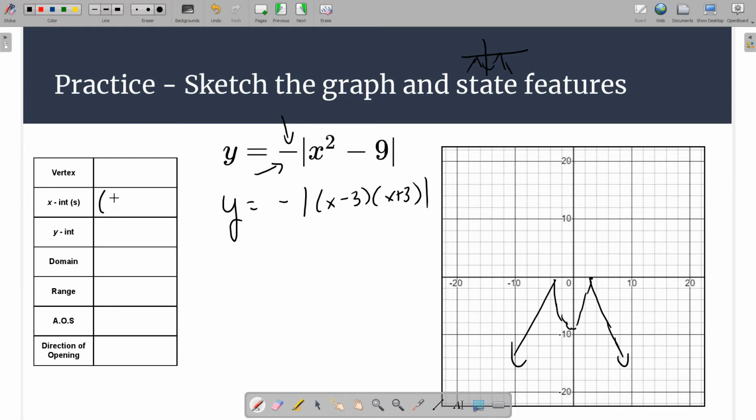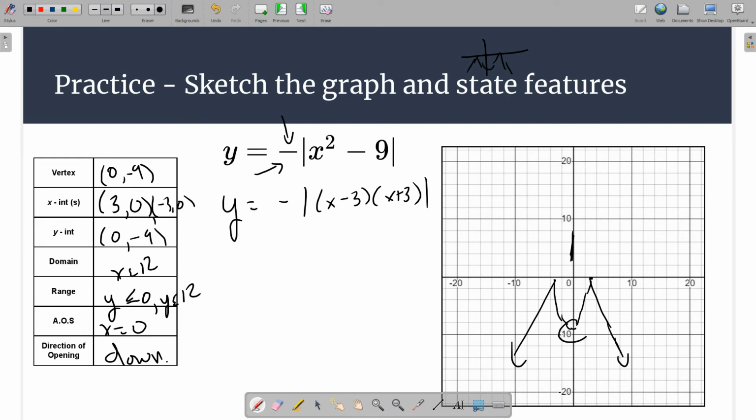Let's state all our features. So 3, 0, -3, 0, and then the y-intercept is going to be 0, -9. Domain X is real. Range Y is less than or equal to 0. Y is real. Axis of symmetry, X is equal to 0 because that's where we can just cut it all in two. Direction of opening is downwards. And the vertex will be -9. And that's that vertex right there. And again, these are also vertices right here, but we've already stated them.